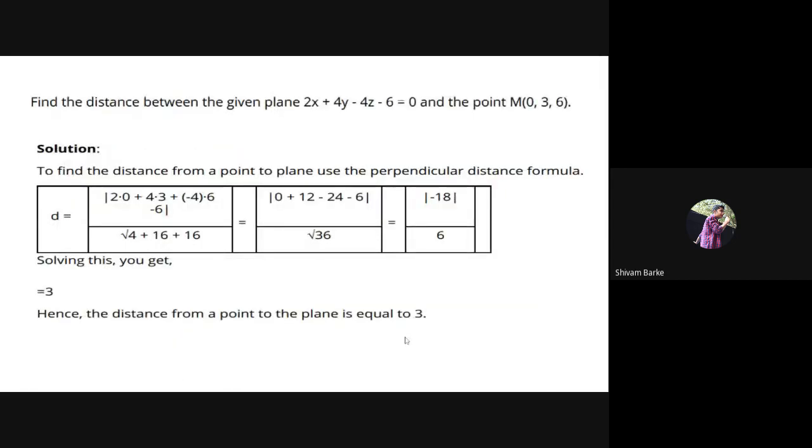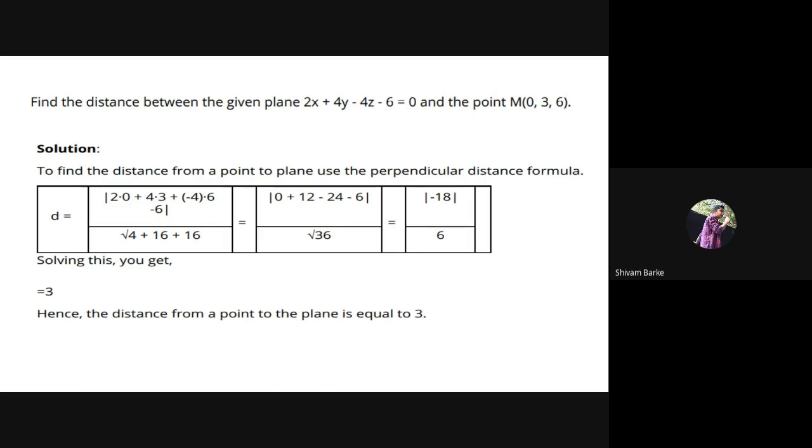So we will take an example for this. We have to find the distance between a given plane 2x plus 4y minus 4z minus 6 is equal to 0, and the point is 0, 3, 6, that is M. When we find the distance between any plane and point, as I have told earlier, it will always be the perpendicular distance, as it is the shortest distance. So to find this, we have seen in the previous slide that ax plus by plus cz plus d is equal to 0 is the equation of the plane.